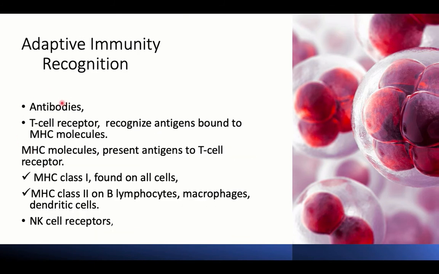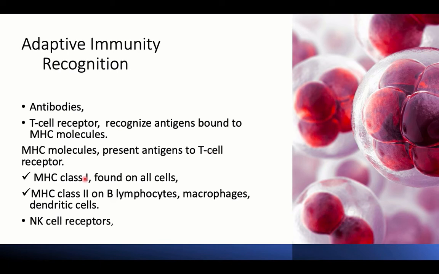So the first function again will be recognition by the adaptive immunity, the selective immunity, the specific immunity. We need to recognize the invading pathogen or foreign antigen. This is a function of antibodies. They have recognition receptors. Also the T cell receptor, TCR, very important. It recognizes antigens that are bound to the MHC molecules, or the major histocompatibility molecules. These molecules present different foreign antigens to the T cell receptor.